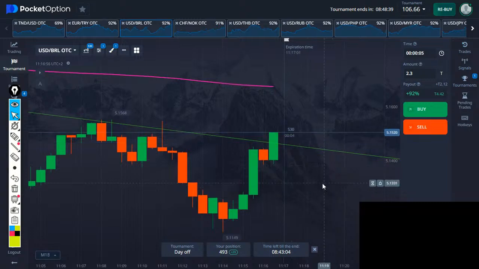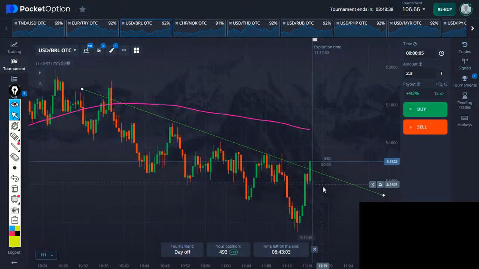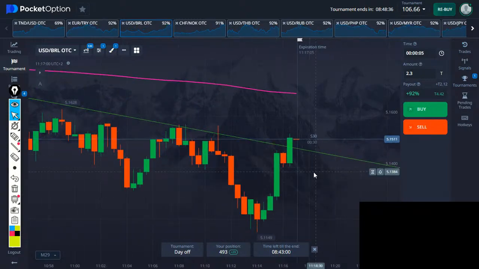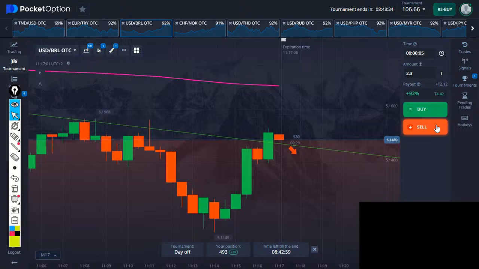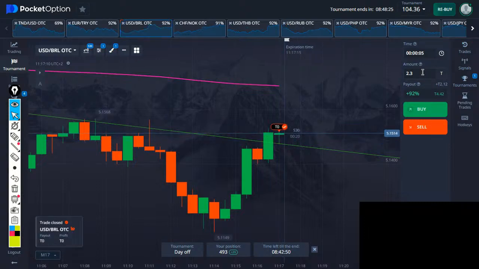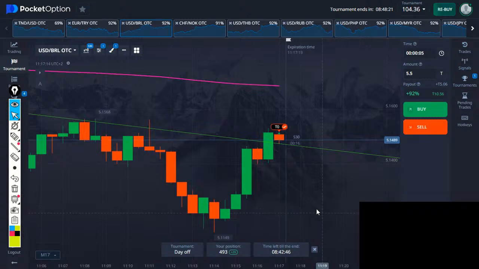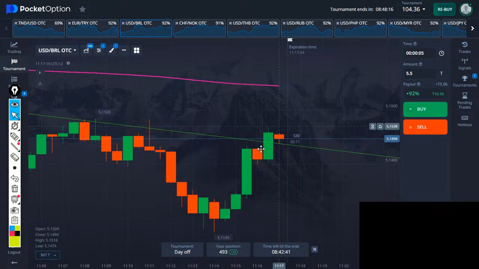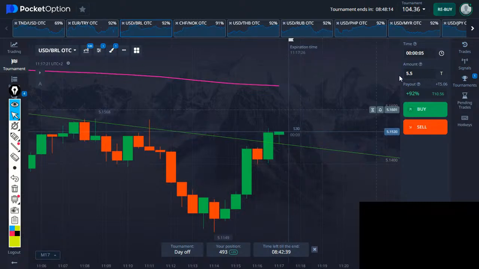So let's see. Okay, it's breaking the channel a little bit. We might see a rejection. That's it. Give me green. Give me red. Red. That's it. 25. Go for a sell. And that's a loss. So third trade amount is 5.5. And we wait for the next candle open. If I win the next trade, I will change the pair.